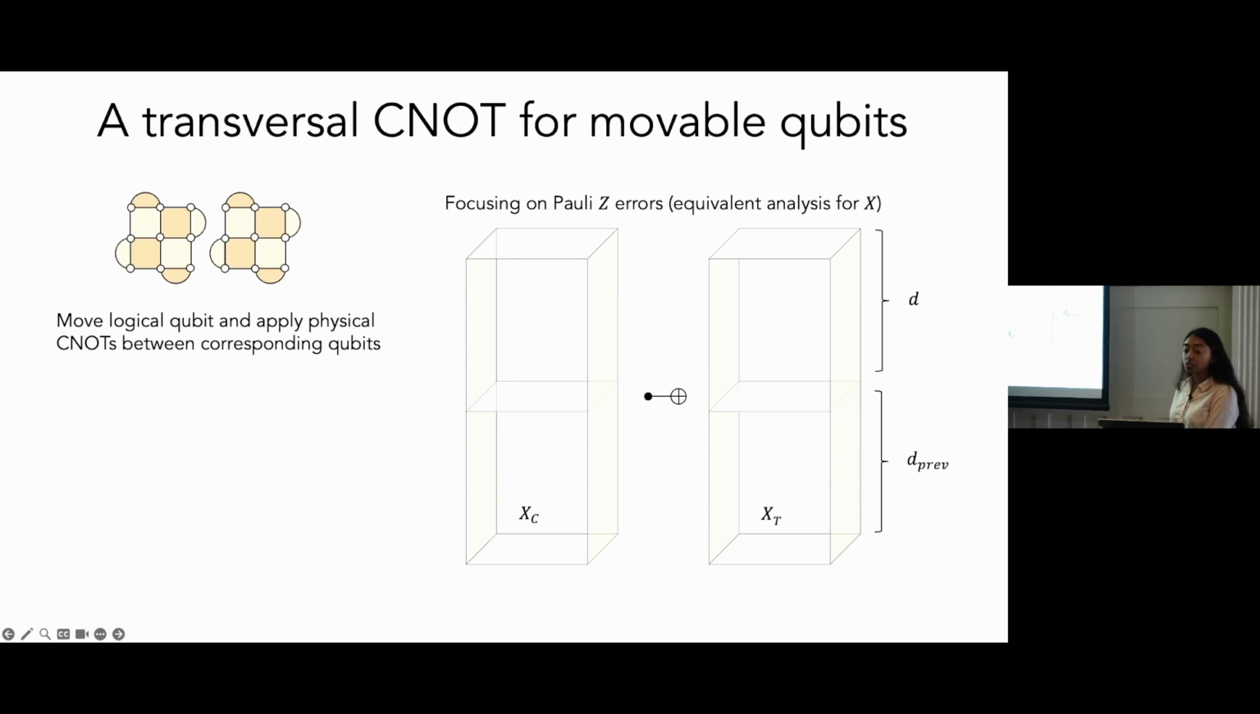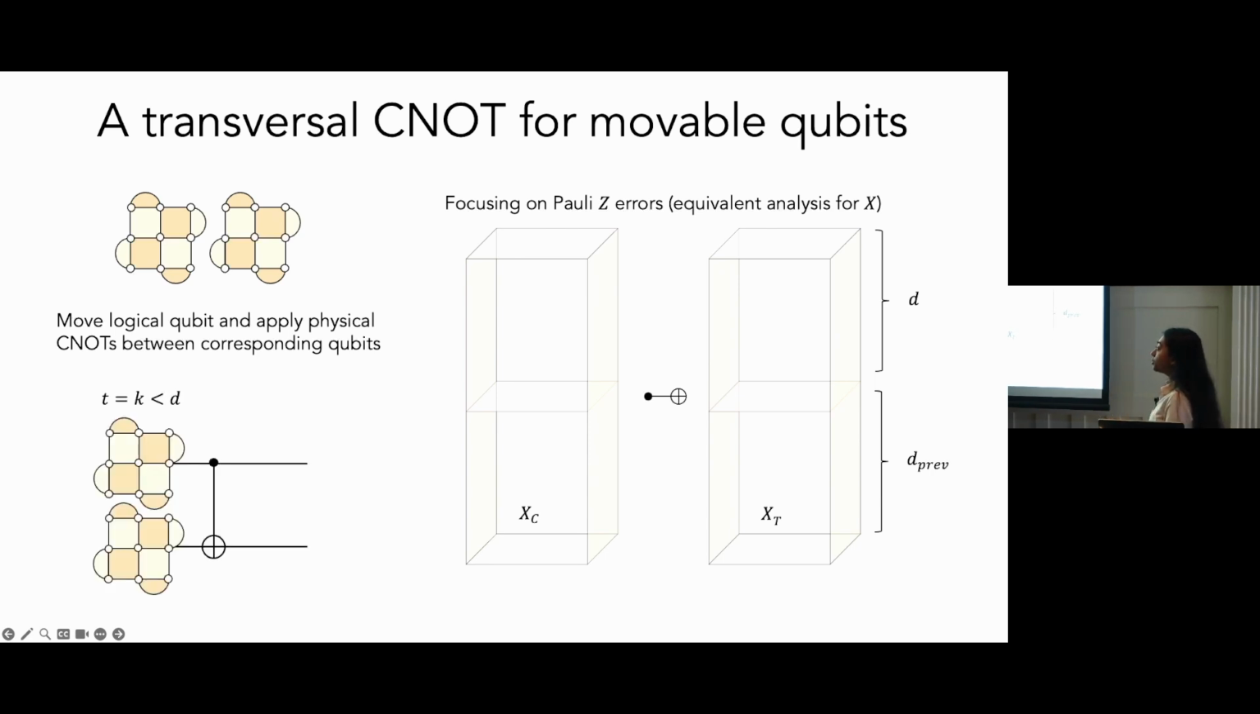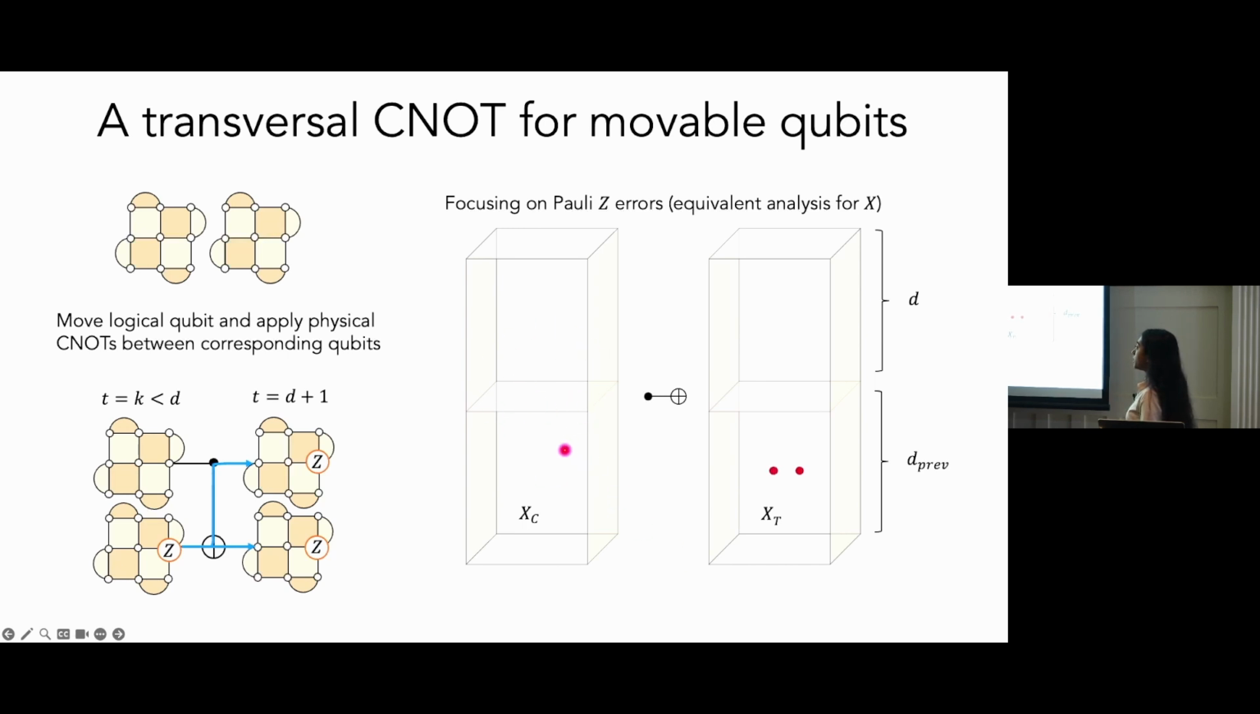Let's look at how errors propagate during this process. Let's say at round k, before my logical CNOT, there was a Z error on my target surface code. This is the control surface code, this is the target surface code, the decoding space-time volumes. When I measure the stabilizers at that round k, I see defects appearing on my target decoding volume. Nothing happens for a while as I continue measuring my stabilizers, but then I come to the round where I'm enacting the logical CNOT. What this logical CNOT does is it takes this Z error on the target surface code and copies it over to the control. So when I measure my stabilizers at this round immediately after the logical CNOT, I suddenly see defects appearing there as a result of this propagated error.